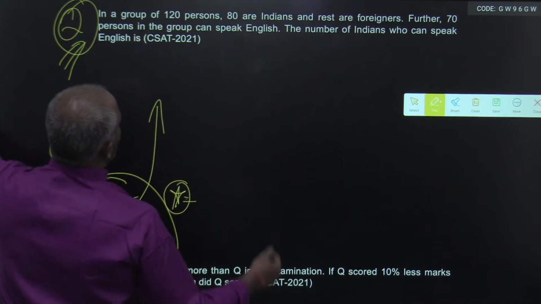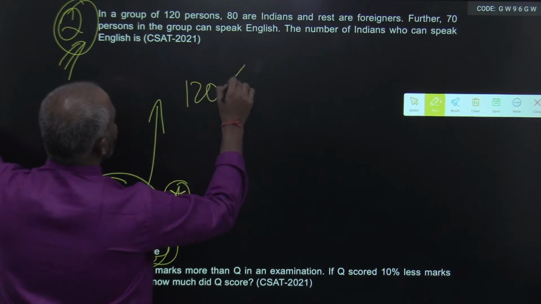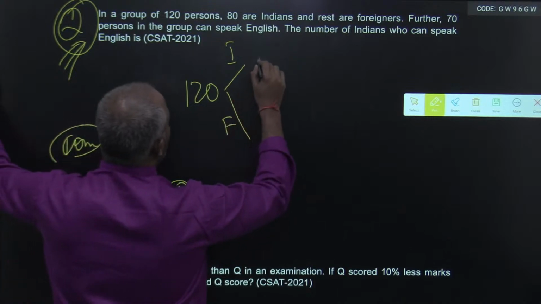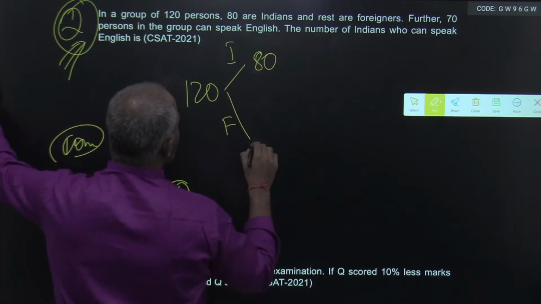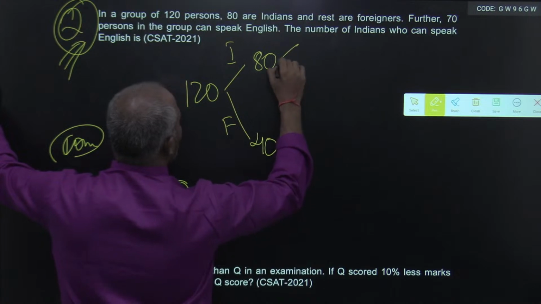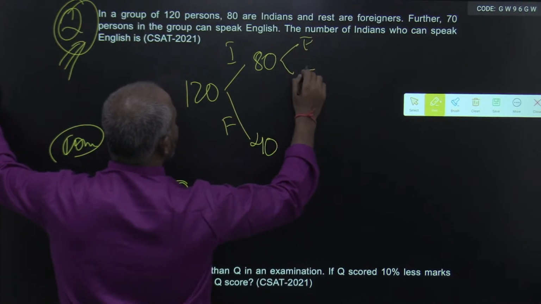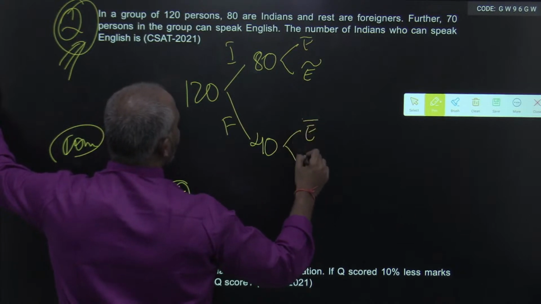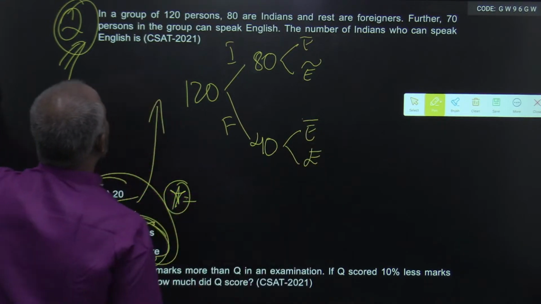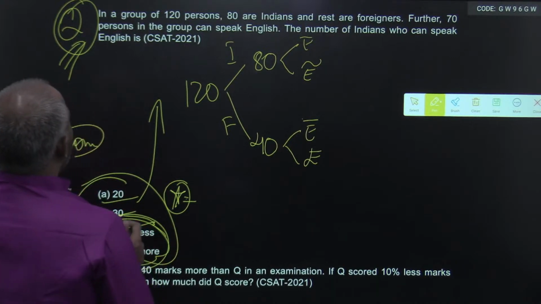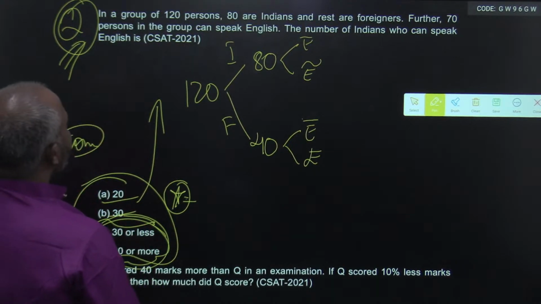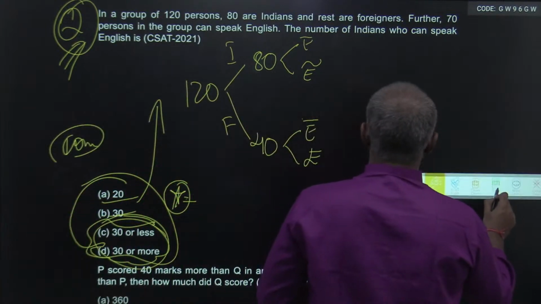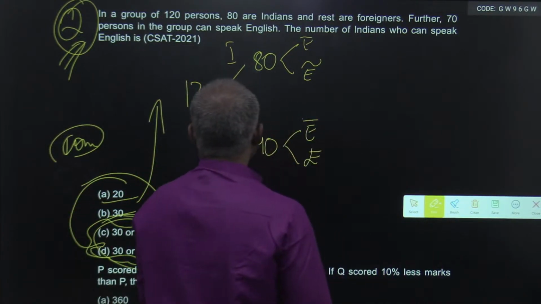120 he has already given as a value, so this will not be a much problem. These are Indians and foreigners. 80 are Indians, 40 are foreigners. In Indians we have who speak English and who don't speak English. In foreigners also you have who speak English and who don't. Further, 70 persons in the group can speak English.